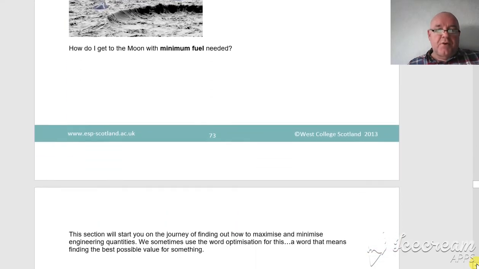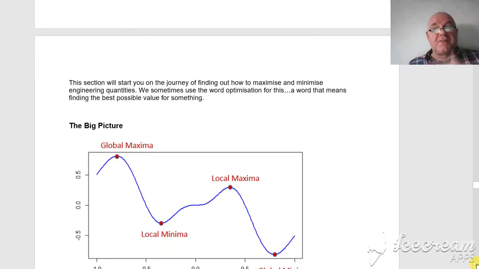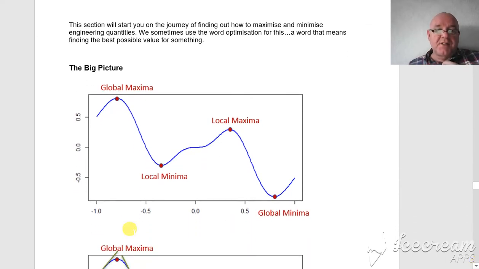So all of these involve finding the best way to do something. The technical word for that is optimization. You're trying to find the largest or the smallest you can make something. So the big picture we're going to look at is that if you consider this example, we've got a function here, and that's a high point, and we call that a maximum, and that's a high point, and we call that a maximum as well. These are low points, they're called minimum or minima. Now that one is the biggest maximum, so we call that a global maximum. This one is only a maximum in this area, but it's not a maximum compared to that, so it's just called a local maximum. This one is a local minimum, and this one here is a global minimum.